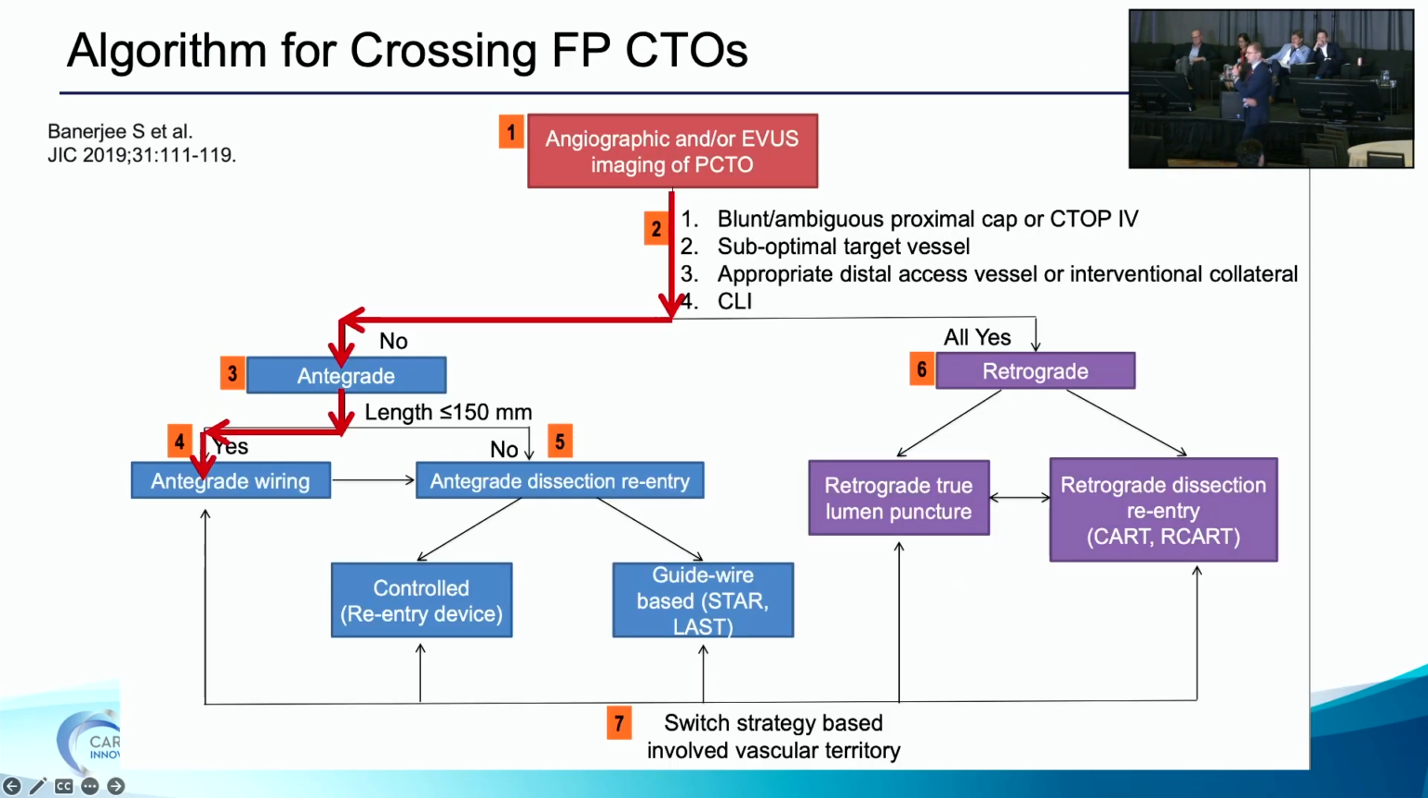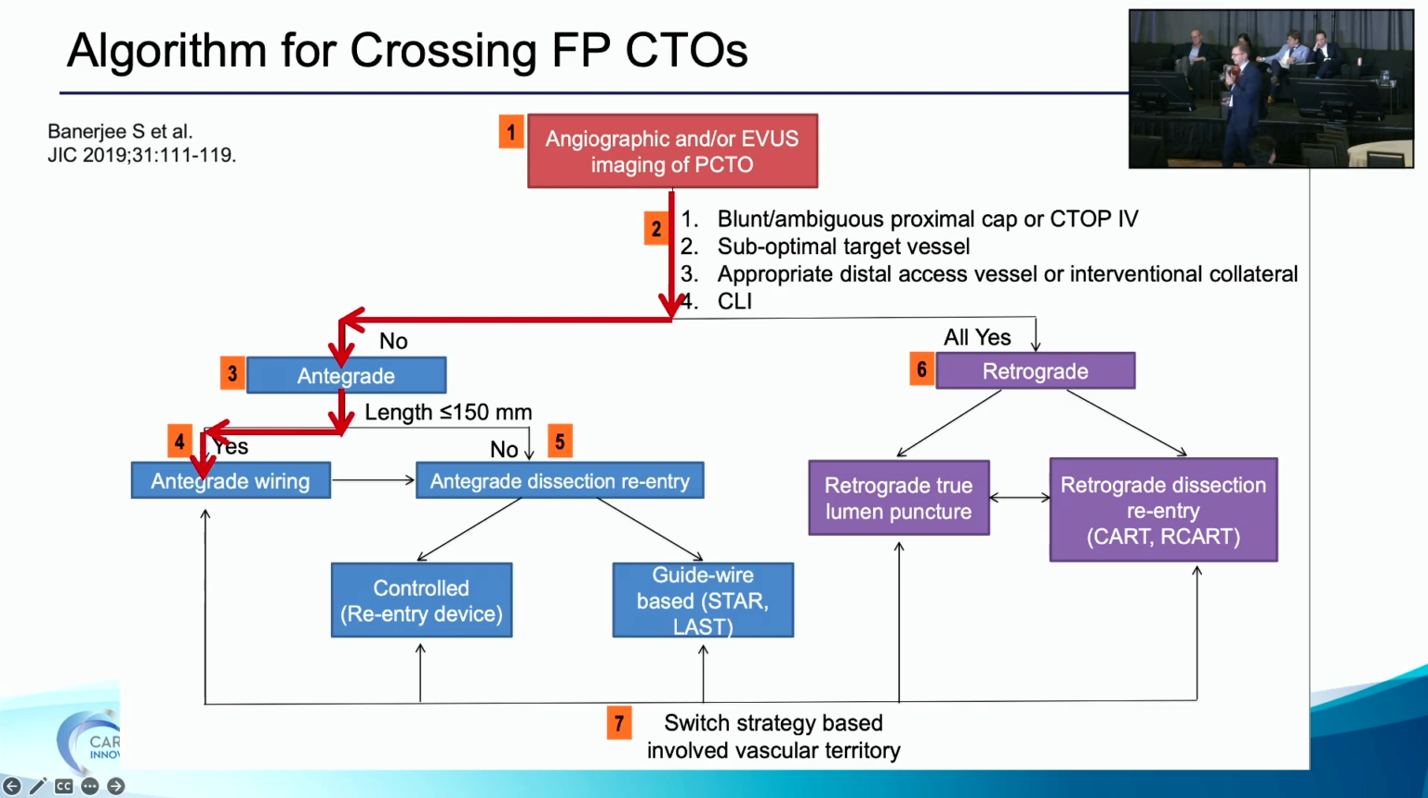So this is the algorithm that Subhash has proposed, and I think it still stands the test of time. So when you're deciding between antegrade and retrograde, you want to answer a few questions. These are not all the questions you want to answer, but these are the helpful questions that you want to go through: whether you have a blunt or ambiguous proximal cap or a CTOP 4 classification. And if the answer is no, you're more likely to go antegrade. Do you have suboptimal target vessel? And if the answer is no, more likely go antegrade. Appropriate distal access vessel for retrograde access. Is this a CLI patient or not? Not. In this case, this is a claudicant. And so if the answers to all 4 of those is no, typically antegrade is going to be your approach.